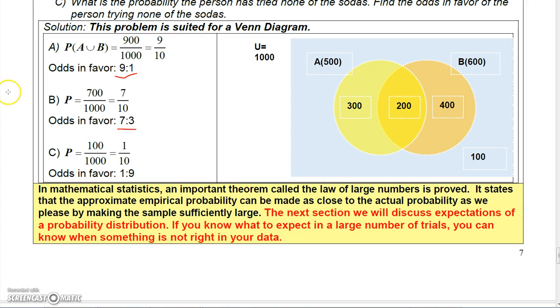So that's pretty much it on this section. You can read this little blurb down here, and that pretty much covers it.